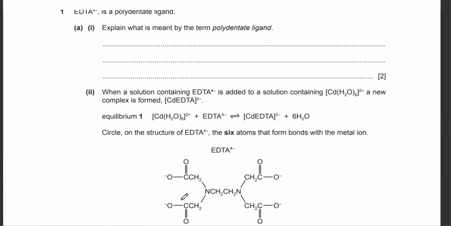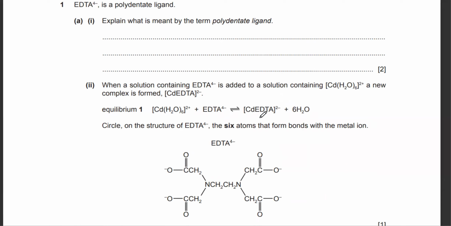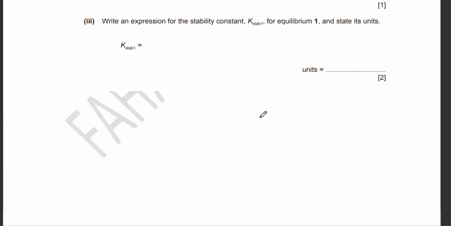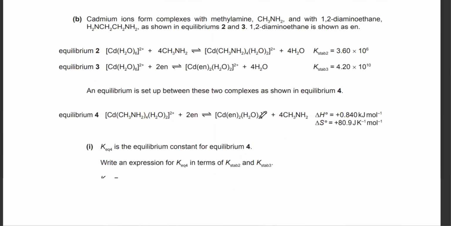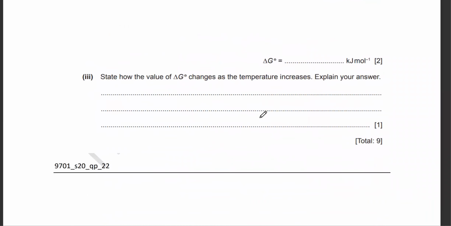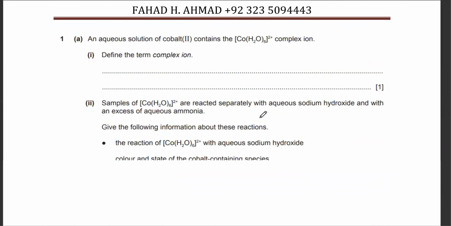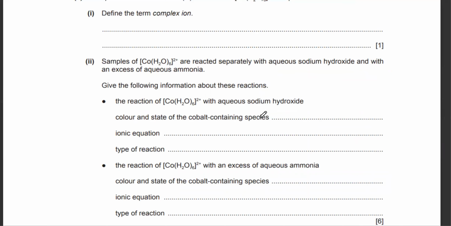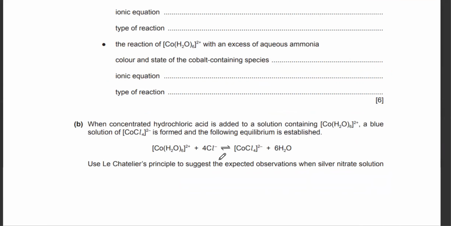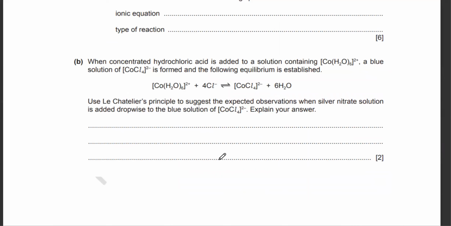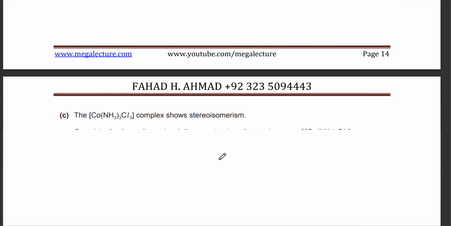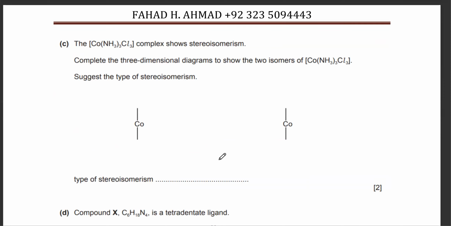This one is about polydentate ligand. So it's a ligand, a molecule that is capable of forming many dative bonds with a central metal cation. So write an expression for stability constant. You can do that. And this is mostly about stability constant. This one is again about the same thing. So most of the questions are really typical questions. They're exactly this, the type of stereoisomerism over here.